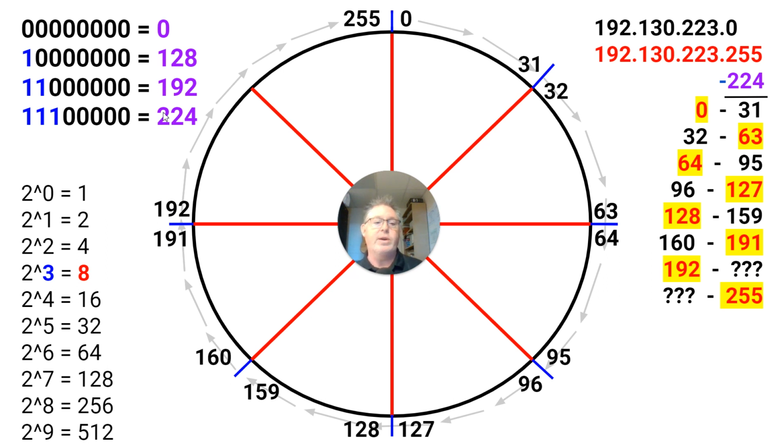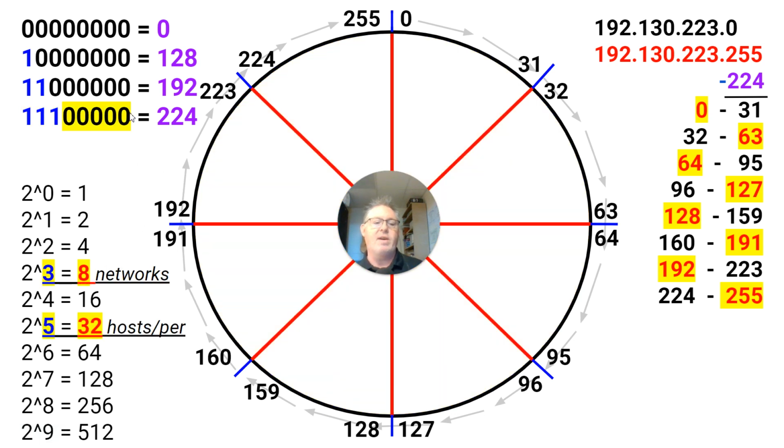And again, if you do your trick, 224 is going to be the number that begins the last range. So this is going to be 223. There you go. There's your 8 ranges. 3 ones in the mask means 8 ranges. There's our 8 ranges. 5 zeros left over means we have 32 numbers per each of the 8 ranges.